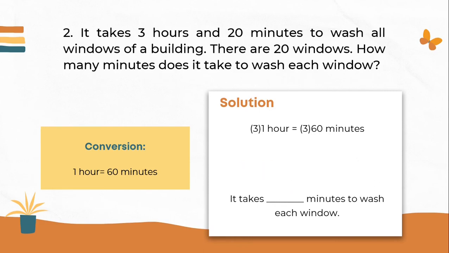Let's proceed with the solution. It takes 3 hours and 20 minutes to wash the windows of a building. There are 20 windows. How many minutes does it take to wash each window? The conversion we will use is 1 hour equals 60 minutes, because we were given the number of hours and we have to know the number of minutes. Since we have 3 hours, we convert that first to minutes. 3 times 1 hour equals 3 times 60 minutes, which is 3 hours equals 180 minutes. Since we have 3 hours and 20 minutes, 180 plus 20 equals 200 minutes, divided by the number of windows, which is 20 windows. In solving that, we find that it takes 10 minutes to wash each window.